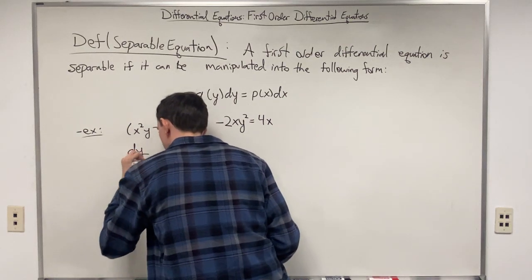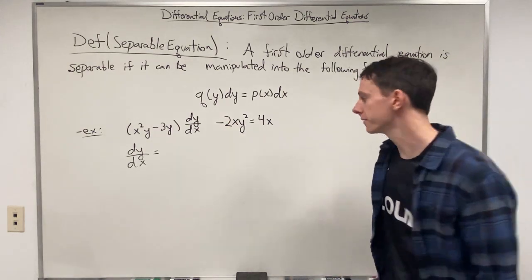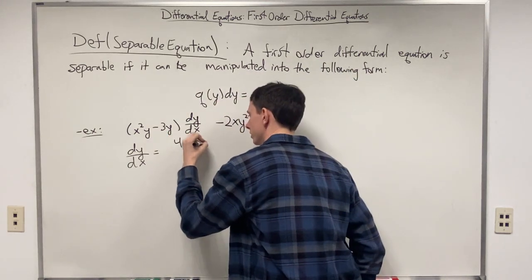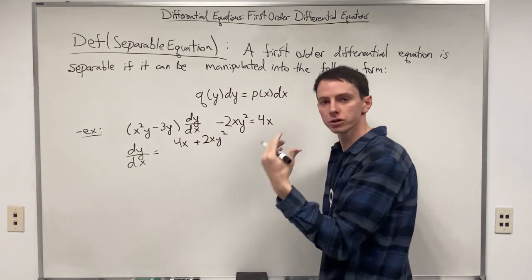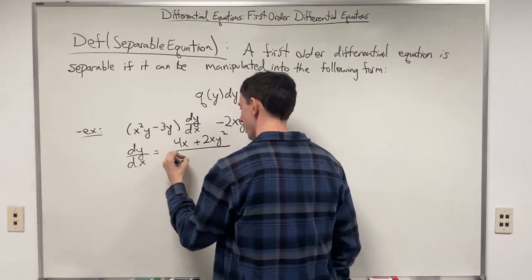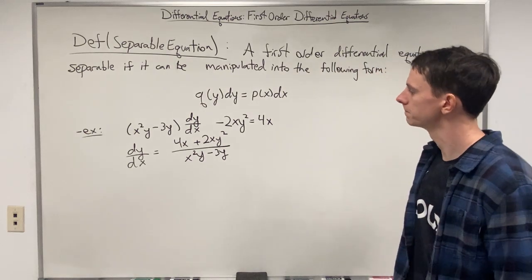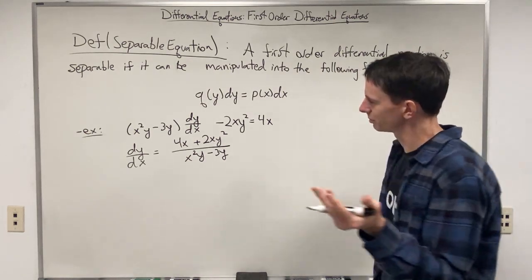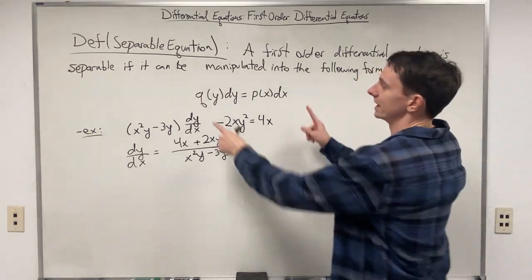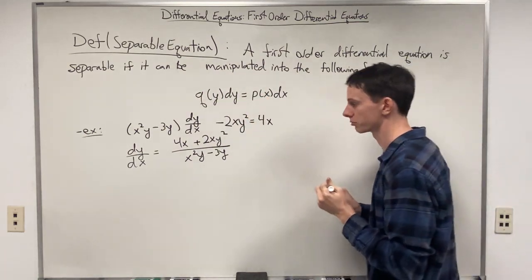So let's start by writing that out. dy dx equals something. And to isolate for it, we need to just add this term over to the other side. So we're going to have 4x plus this quantity 2xy squared. And then we also need to divide this term here in parentheses over into the denominator. So then this becomes divided by x squared y minus 3y, like this. Now you might be saying, okay, sure, we can isolate for the first derivative, but how do we actually get it into this form right here, which is really what it means for a differential equation to be separable.